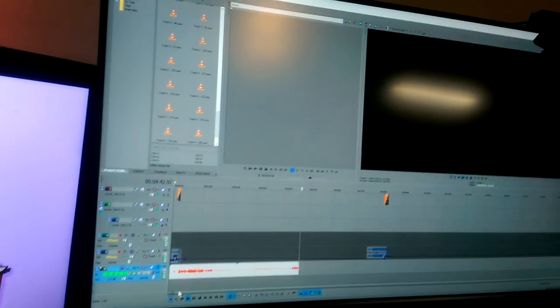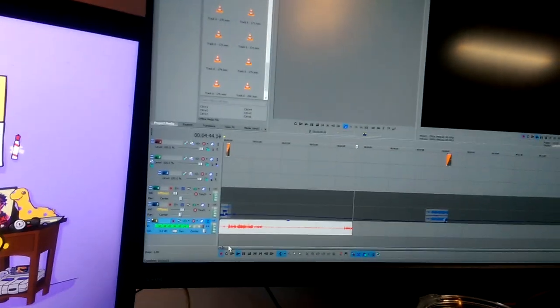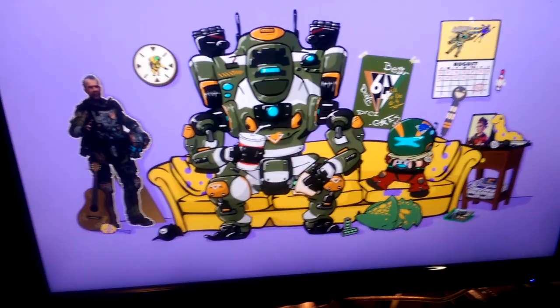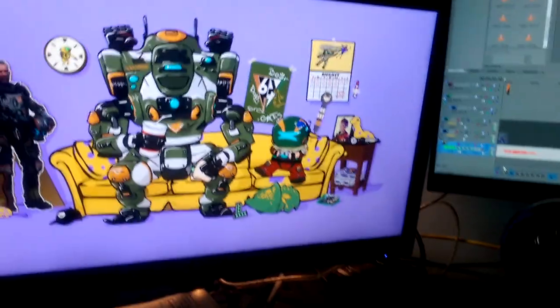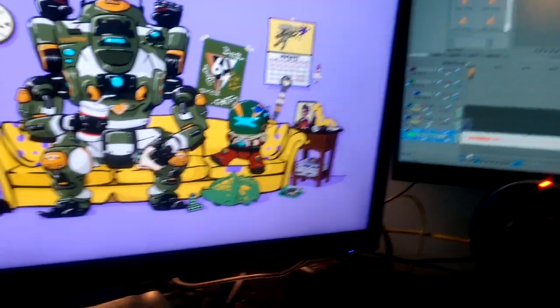So here we have these two monitors, this one in the middle here that you can see my recording going on now in Sony Vegas, and this monitor on the left here. They're both 1440p. They're both 27-inch monitors, and they are both attached to the gaming PC.